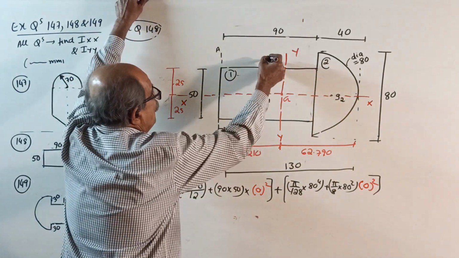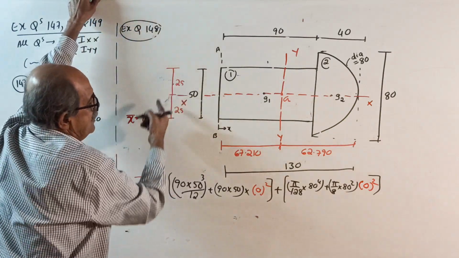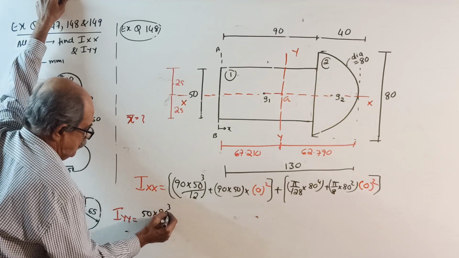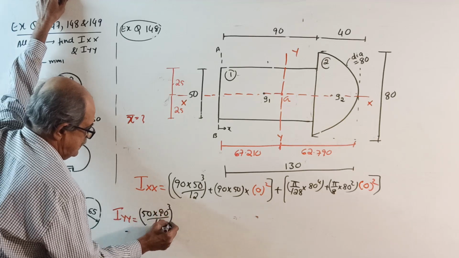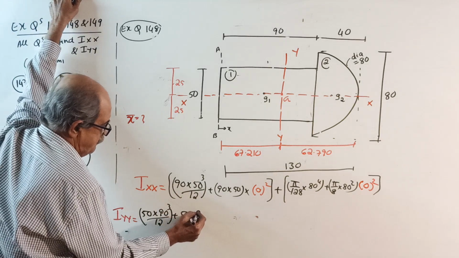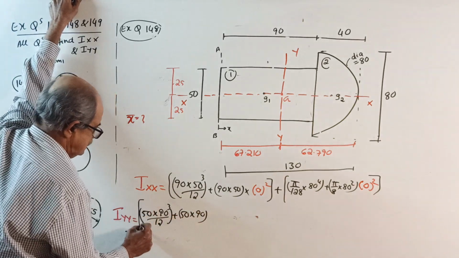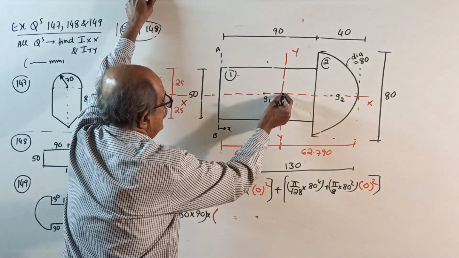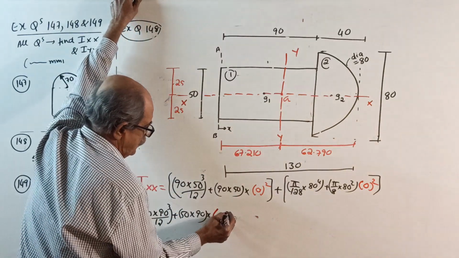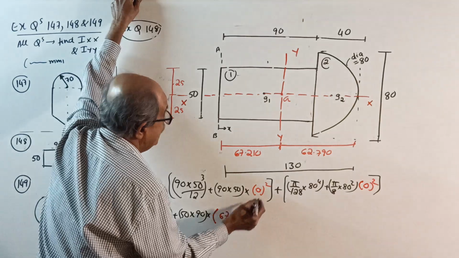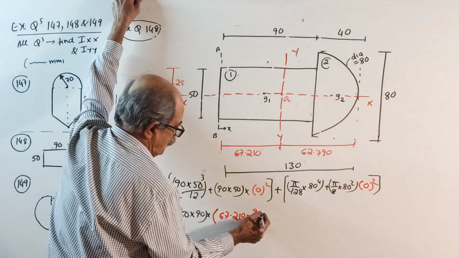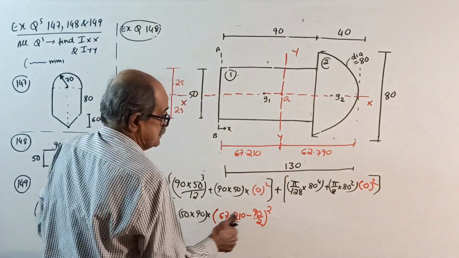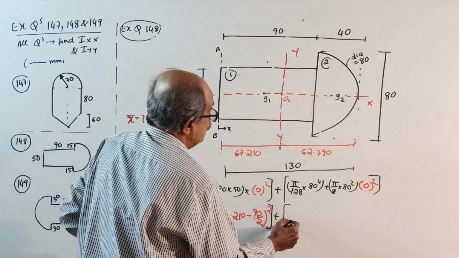I'll start from here. First, centroidal axis. 50 into 90 cube by 12 Ig plus 50 into 90 is the area into centroid here is 67.210 minus 90 by 2 whole square. Y means no answer. Whole square, 90 by 2 whole square. Okay, first one over.